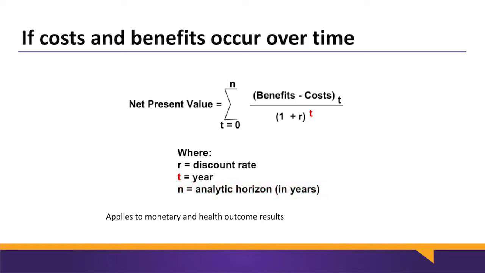So if our analytic horizon is 10 years, then we should have 10 of these calculations. That's what the sum symbol means. You're summing it over up to N, or in our case, 10 years. Now remember, we use this to get the present day value of all costs and benefits. And while you may be thinking in monetary terms, this also applies to health outcomes, such as lives saved, cases averted, quality-adjusted life years, and so forth.